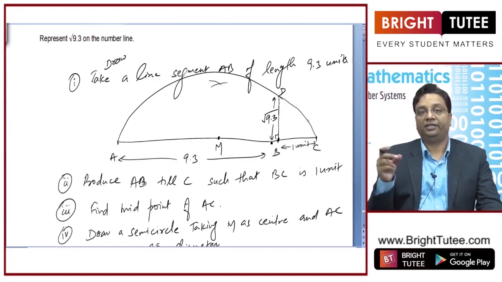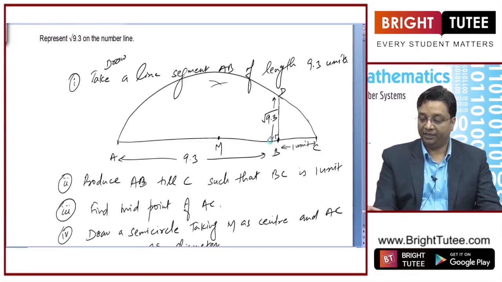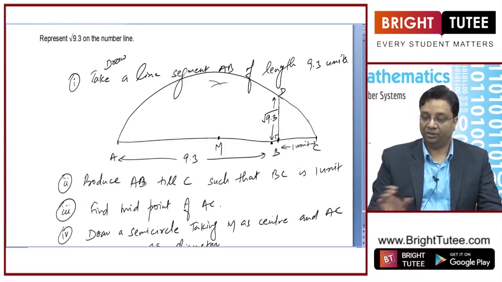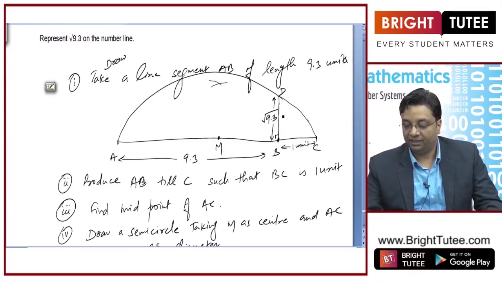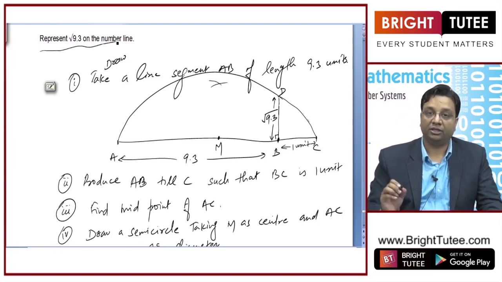Why is it so? We have proved it in the introduction part by taking length AB as x units and BC as 1 unit. So we proved that BD will be root x units. Similarly, in this case, it will be root 9.3. Now we need to draw it on the number line.